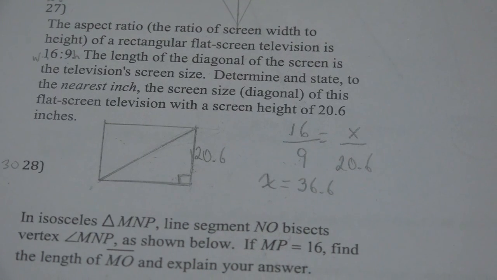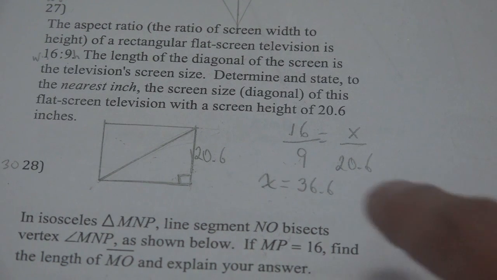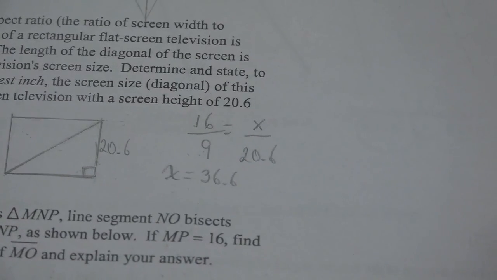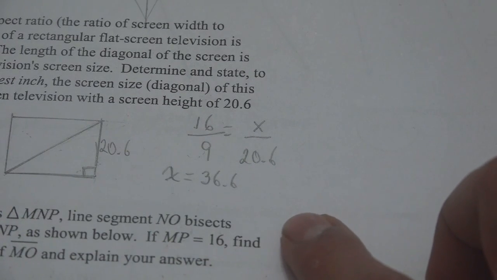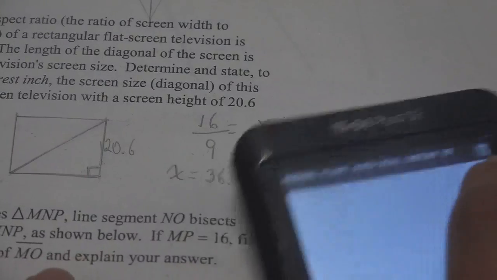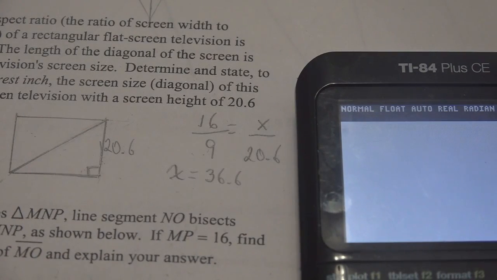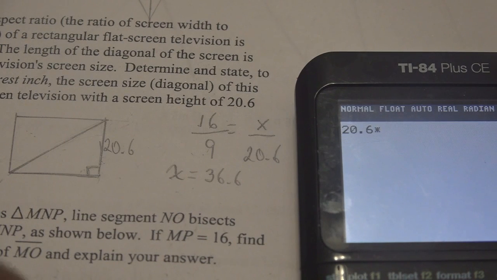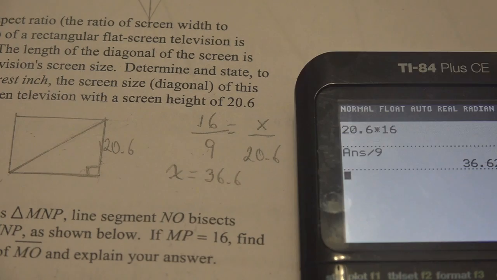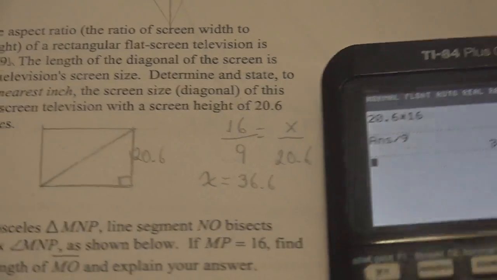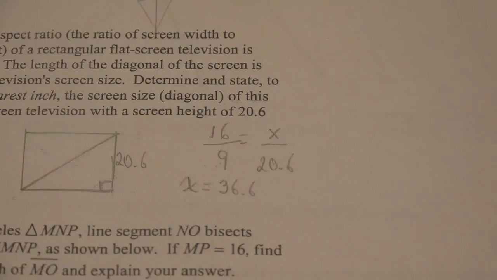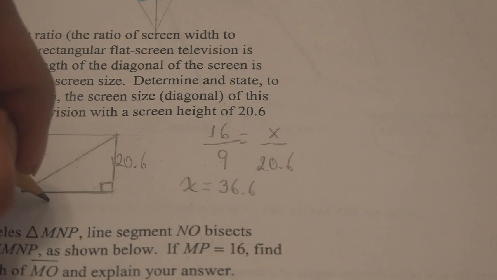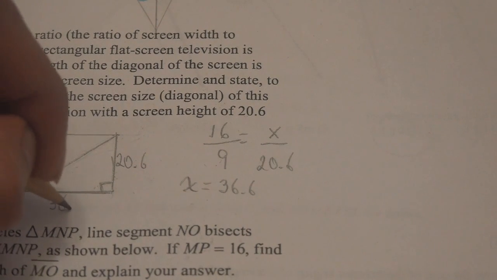So let's see. I cross multiply this. I'm going to do it over here so you can see it. 20.6 times 16 is 329.6, divided by 9 is 36.62. See? Okay then. So now that it's settled, we know that this width right here is 36.6.